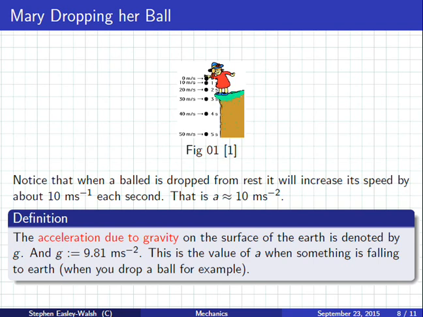Please make note of this definition. You don't need to write all of this down. What I really care about is you saying the acceleration due to gravity is g equals 9.81. Really, that's the most important thing here.